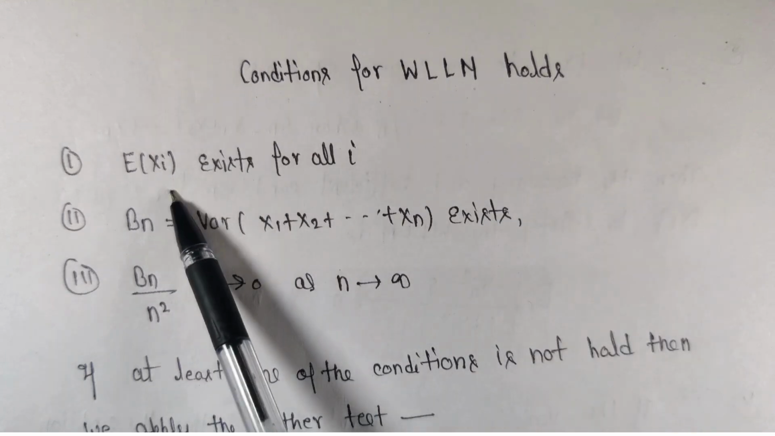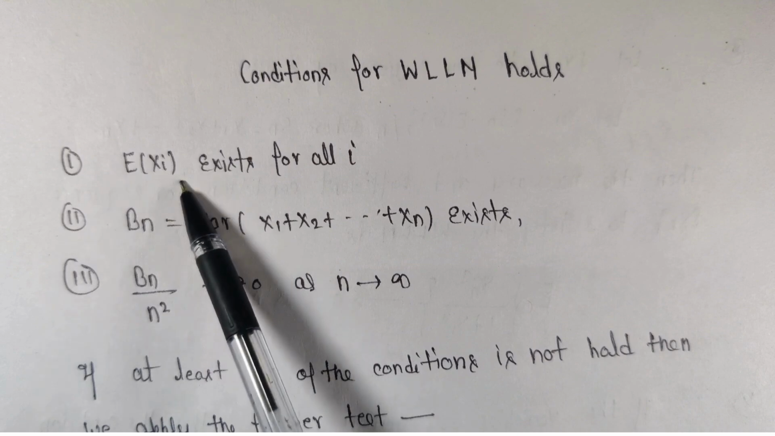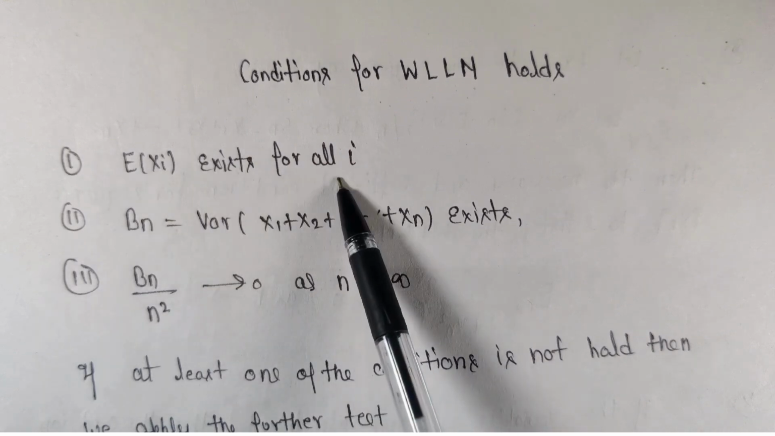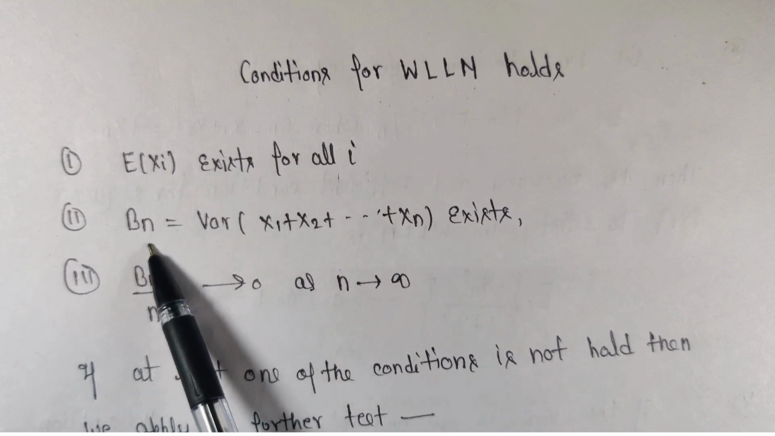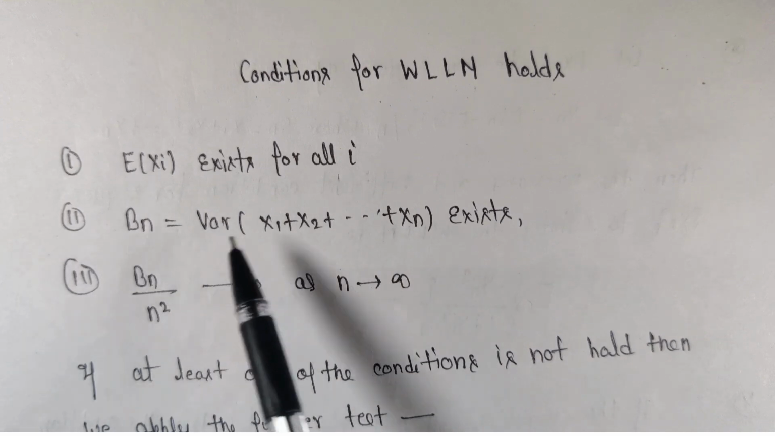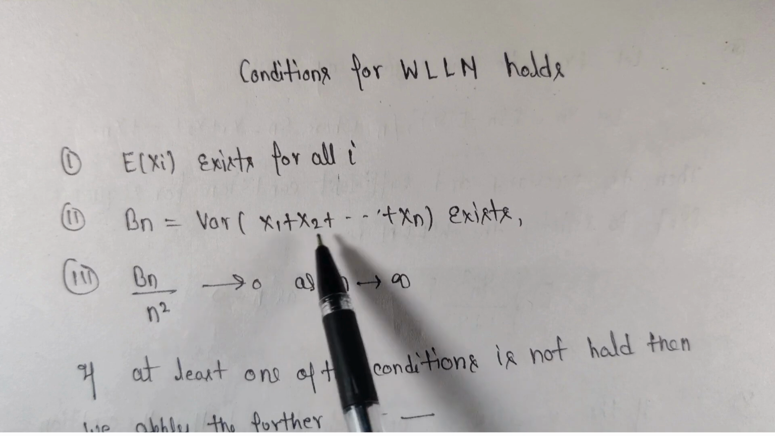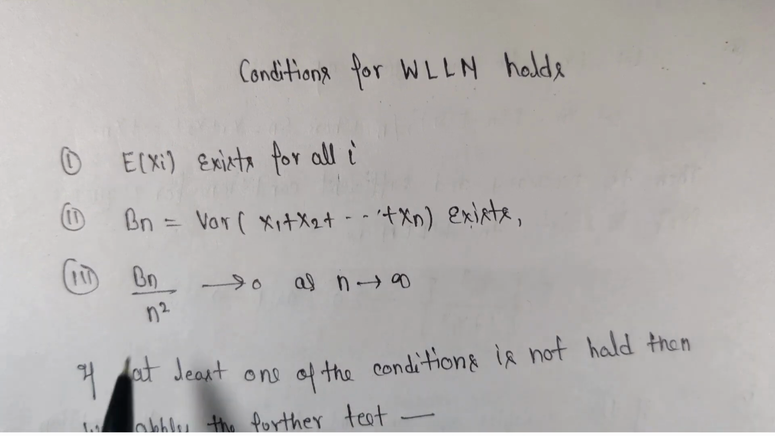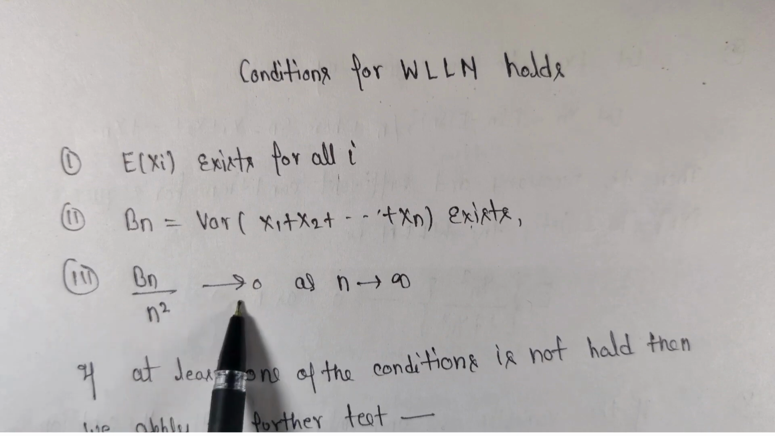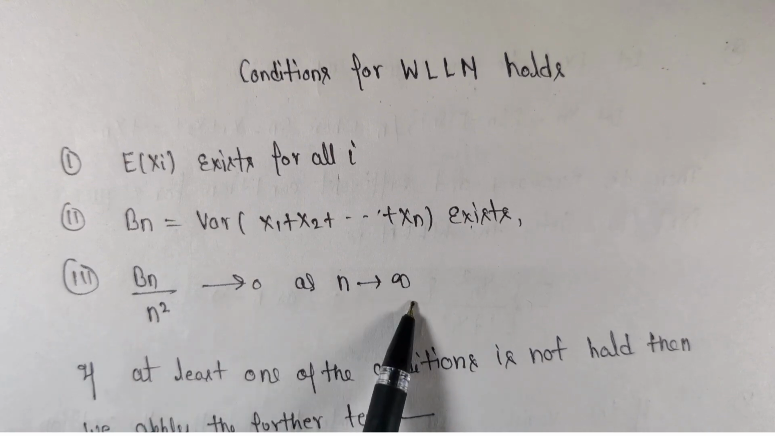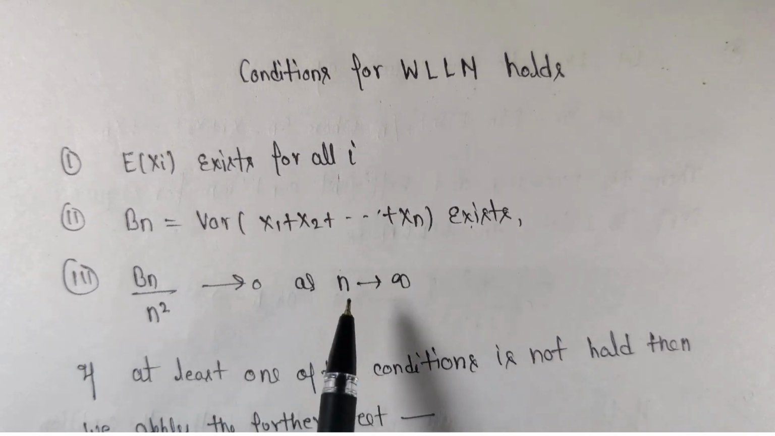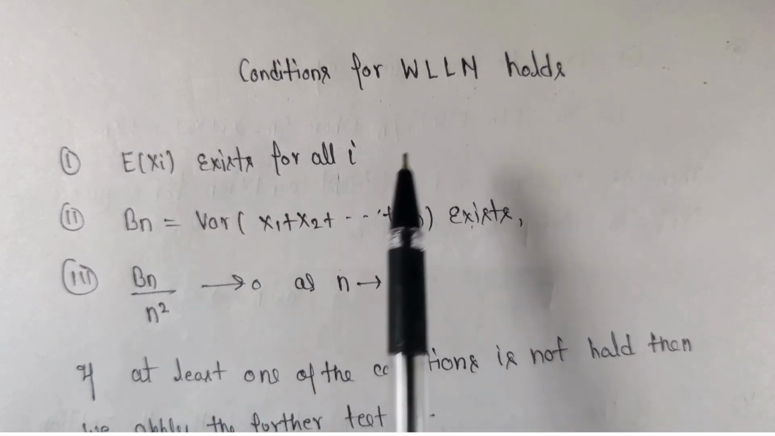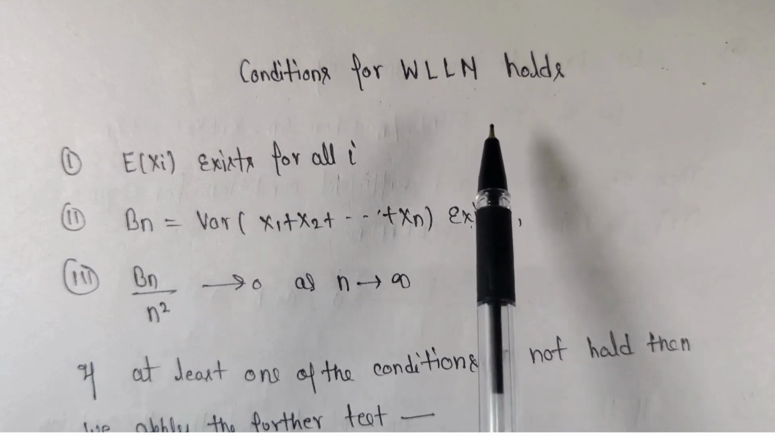The first condition is that the expected value of Xi exists for all i. The second condition is that Bn, the variance of the sum of the random variables, exists and is finite. And the third one is that Bn upon n square tends to 0 as n tends to infinity. So these are the three conditions for the weak law of large numbers to hold.